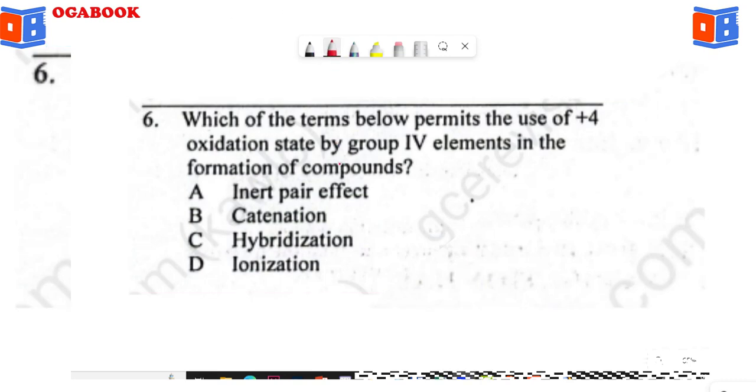So our clear answer here is C, while the inert pair effect will be for the +2 oxidation state, since the outer 2s electrons remain paired and cannot take part in bonding for the lower members.